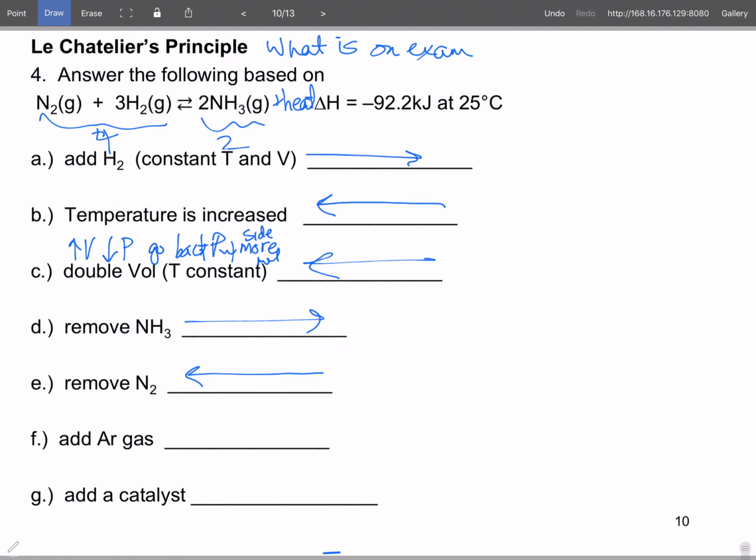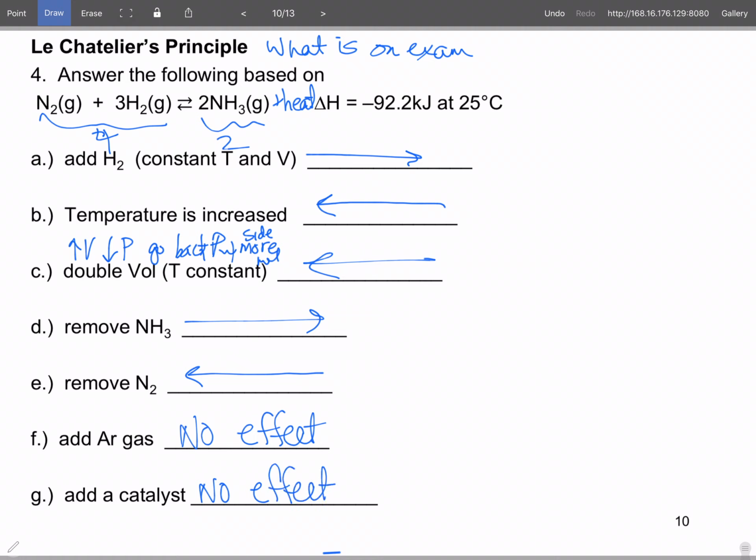We're going to add argon gas, which is not in the equilibrium. So if it's not in the equilibrium, there's no effect. And we're back to adding a catalyst. Well, what does a catalyst do? A catalyst speeds up the reaction. Well, remember, at equilibrium, the forward reaction and the reverse reaction are equal. And if we speed both of them up, but they're both equal, we have done nothing. So there's no effect if we add a catalyst.